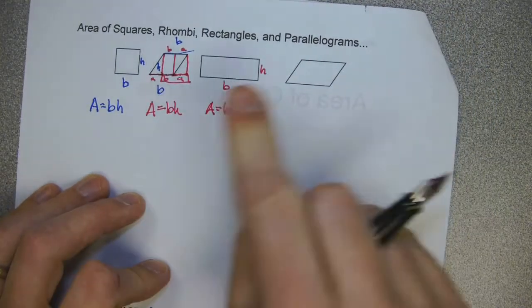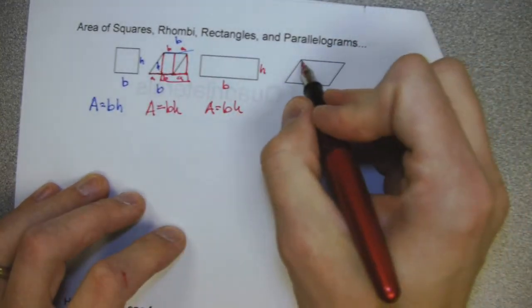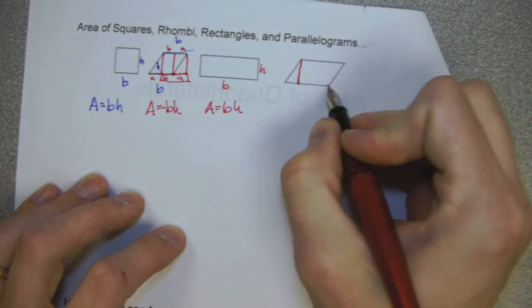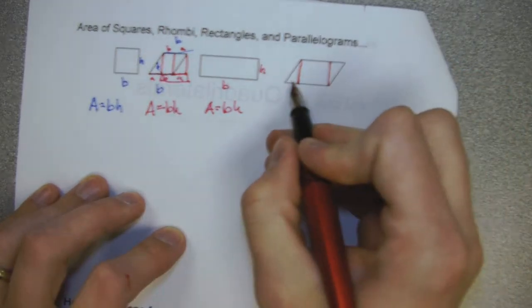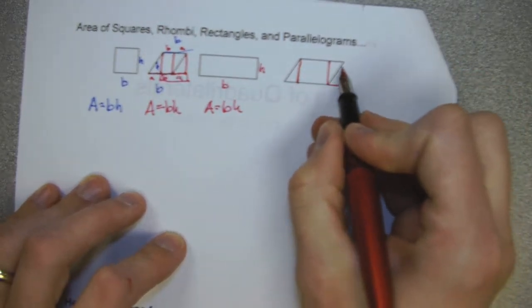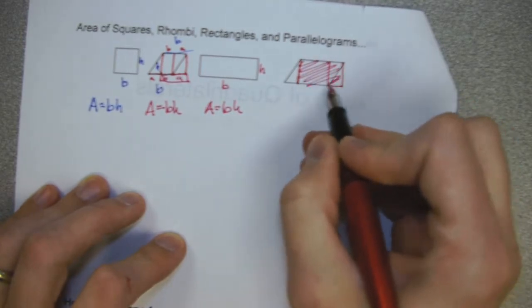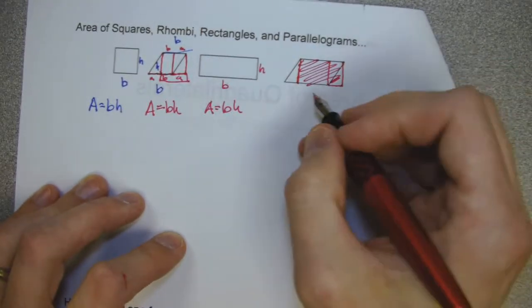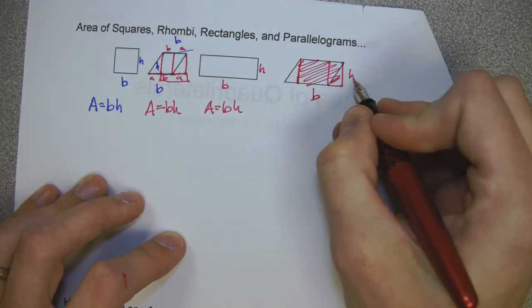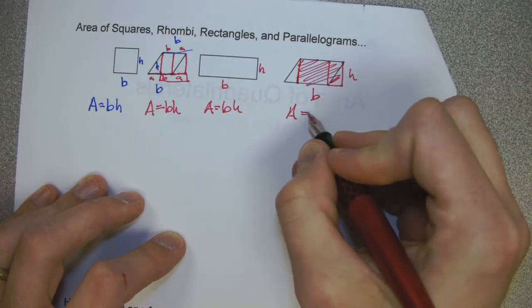And parallelograms. Parallelograms, just like rhombi, we can take these triangles, shift one of them over, and suddenly now the area I'm dealing with is, say, a rectangle or a square, depending on how it was worked out. So again, still base times height.